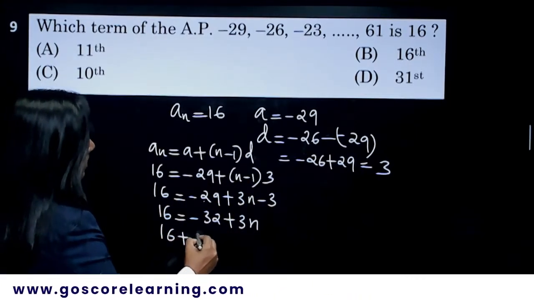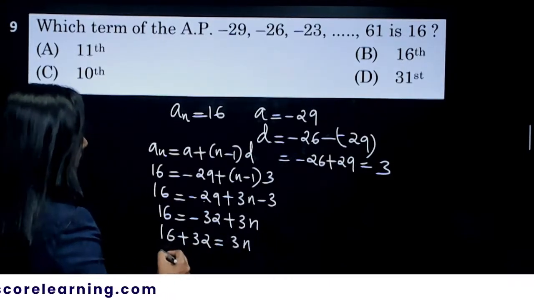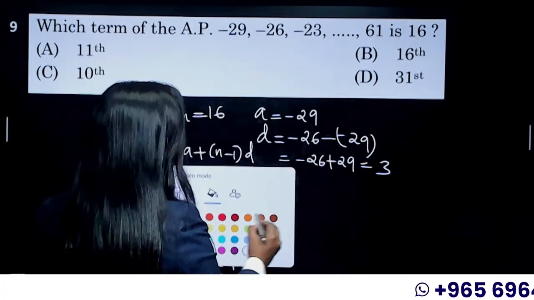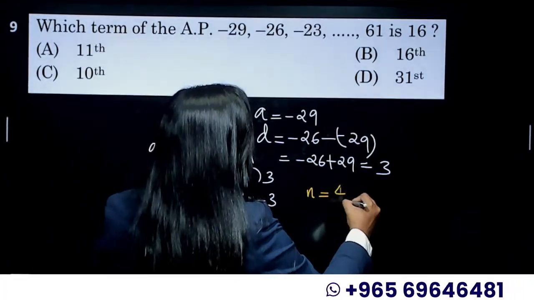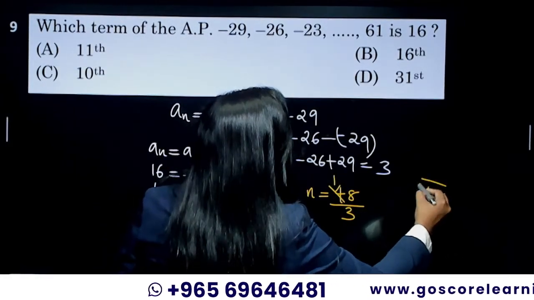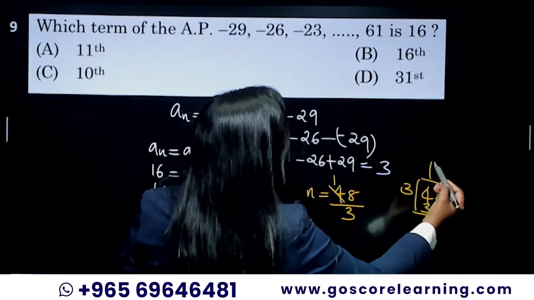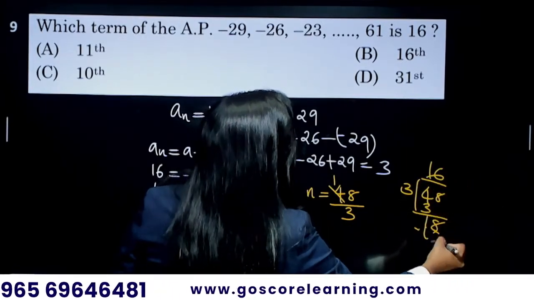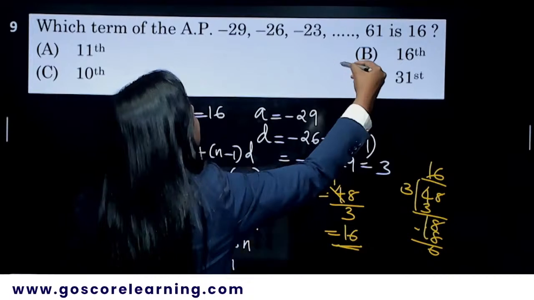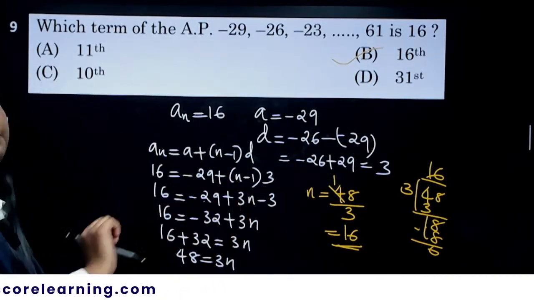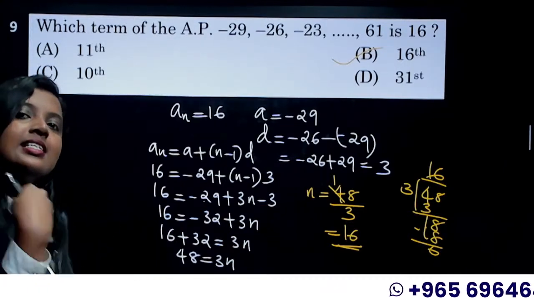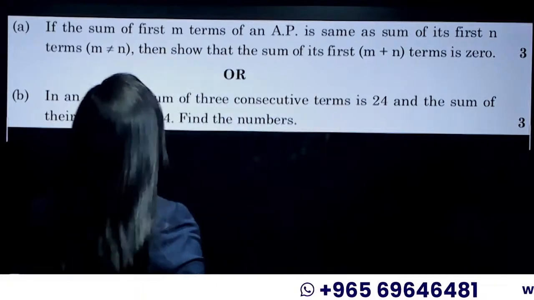Now 16 plus 32 is equal to 3n. That is 48 is equal to 3n. What is n? n is equal to 48 by 3. 3 sixteens are 48. So n is 16. So the 16th term of the AP is 16. Okay, so the question was which term of the AP is 16, and the answer is the 16th term.